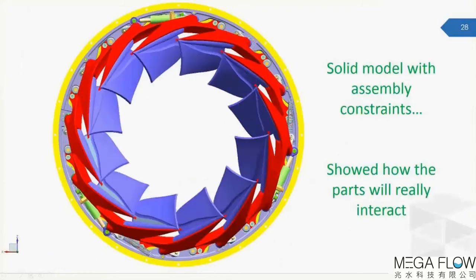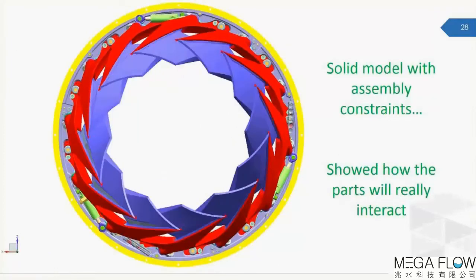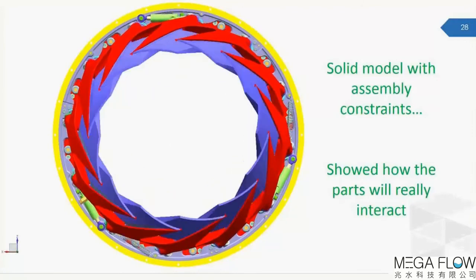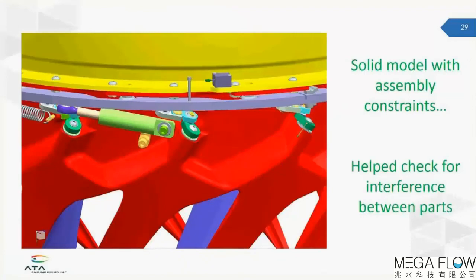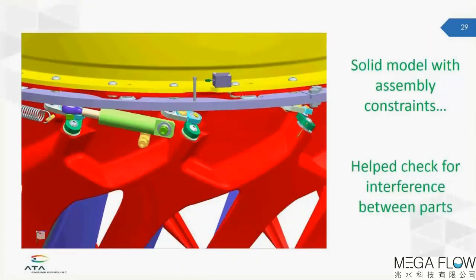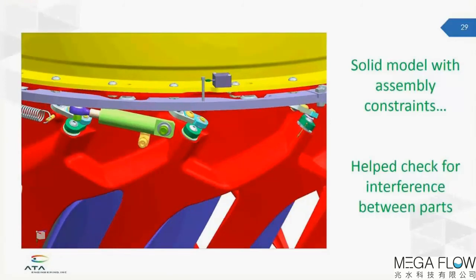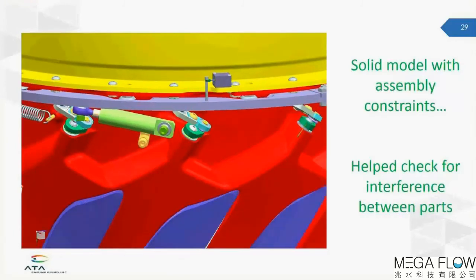Here's an example of a solid model with assembly constraints in it, which showed us how our parts would really interact when we put the whole mechanism together. And here's another example of that, zoomed in on our actuator ring. This also helped us check the interference between our parts, because we had very many parts placed closely together in the mechanism.